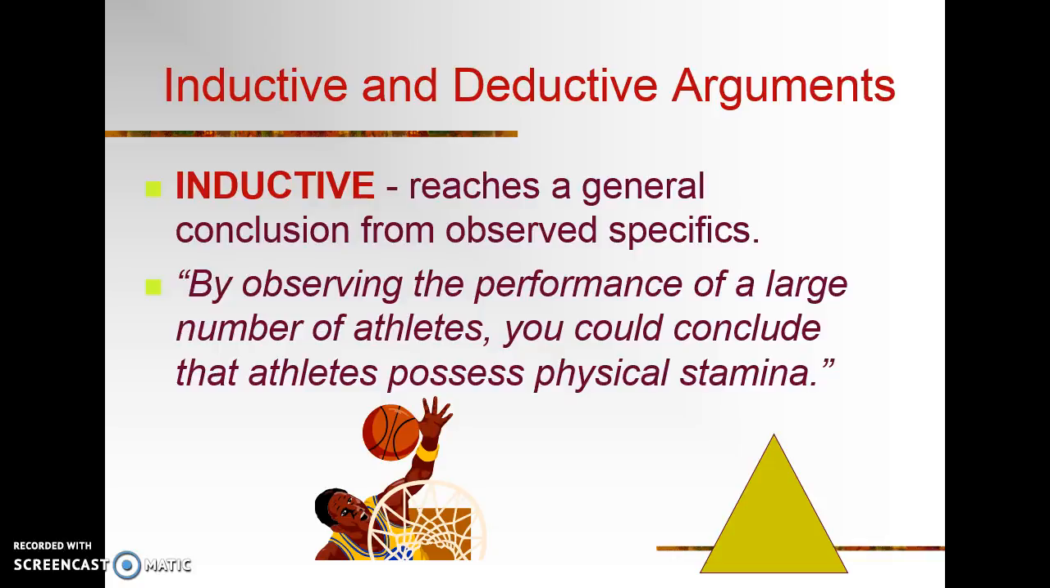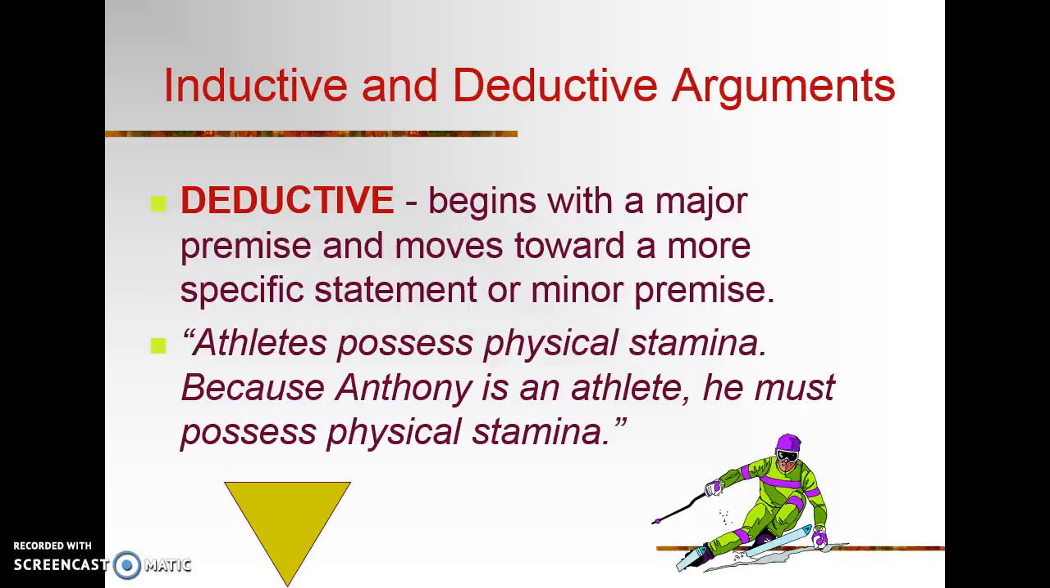So if you're watching a bunch of individual athletes, then you might make this general conclusion that to be an athlete, this is how you should act, or this is a behavior that would be consistent with the type of athlete. Deductive reasoning begins with a major premise and moves toward a more specific statement or minor premise. Athletes possess physical stamina. Because Anthony is an athlete, he must possess physical stamina.